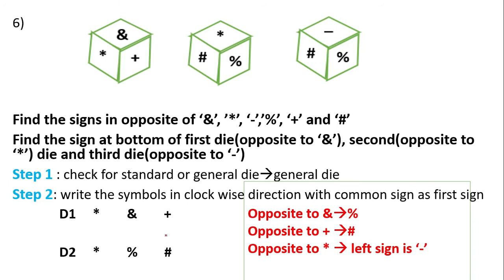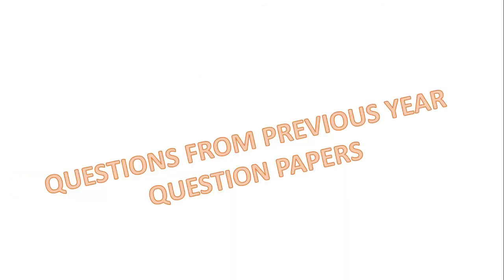Opposite side of plus is hash, opposite side of and symbol is percentage, and opposite side of asterisk is the symbol that is not available in these two rows. The symbol that is not available in these two rows is minus, that is the opposite sign of asterisk symbol. So now we are going to see some of the questions from the previous year question papers.